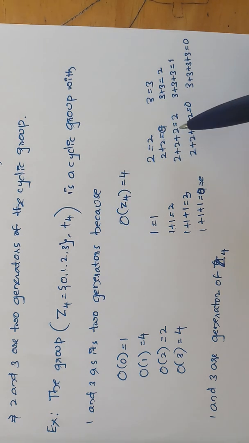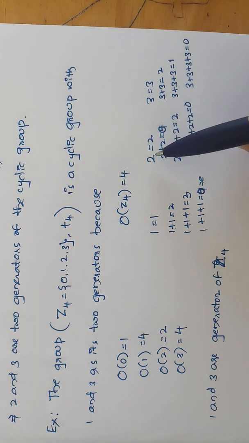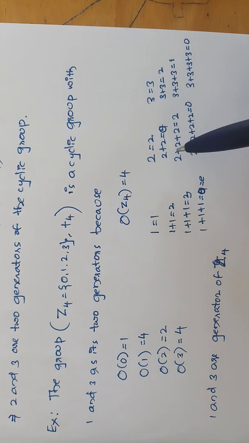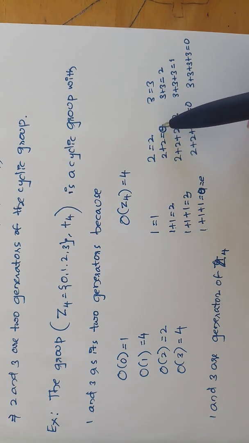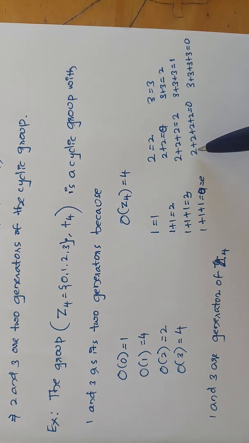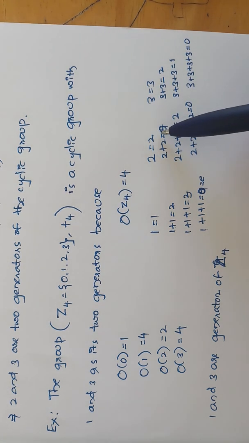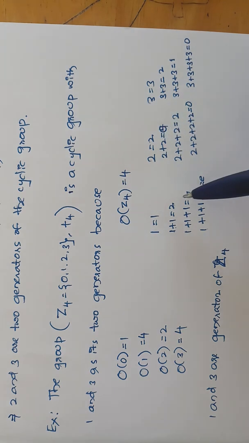Now 2. If you add 2 one time, you get 2. If you add 2 two times, 2 plus 2 is 4, remainder 0. If you add 2 three times, you get 2. If you add 2 four times, that is 8 divided by 4, the remainder is 0. Here we construct only the elements 0 and 2.